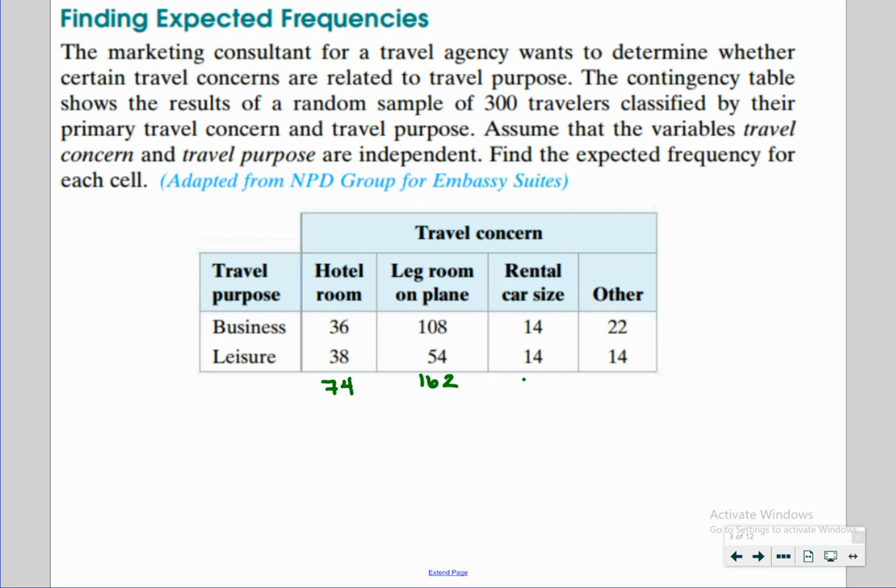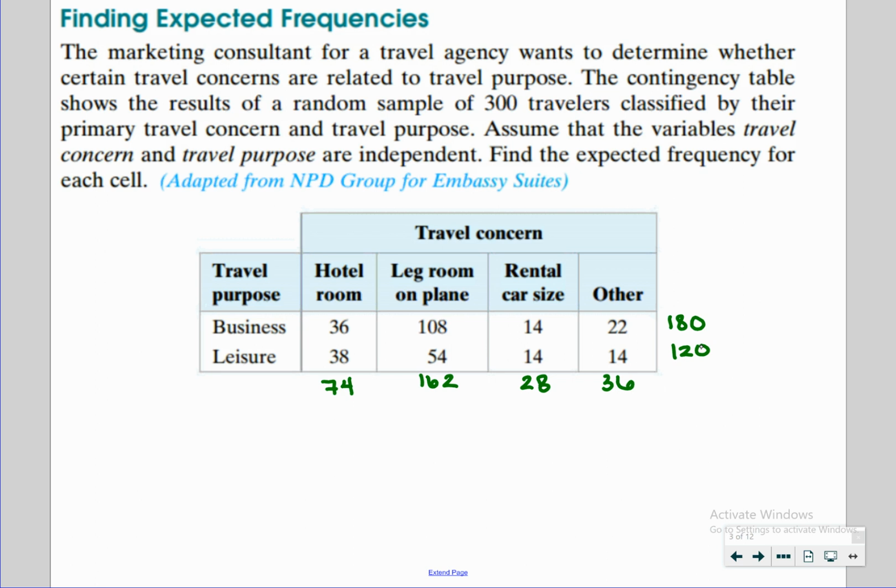162, 28, and 36. And then sum up my rows: 36, 108, 14, and 22. Gives me 180 for that one. 38, 54, 14, 14. Gives me 120.